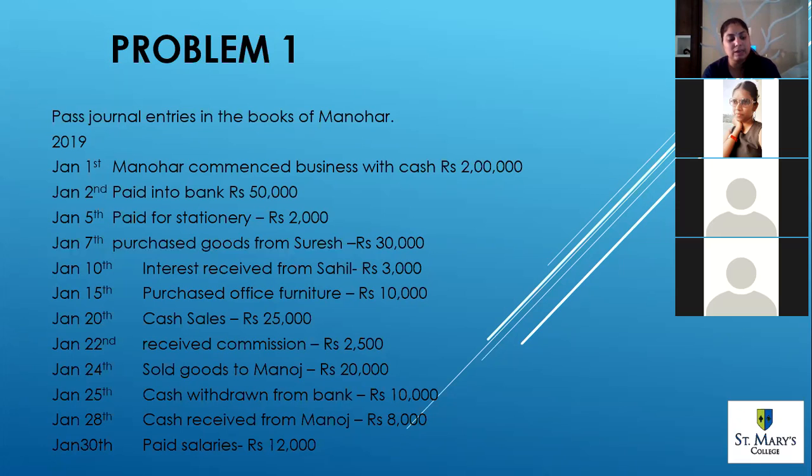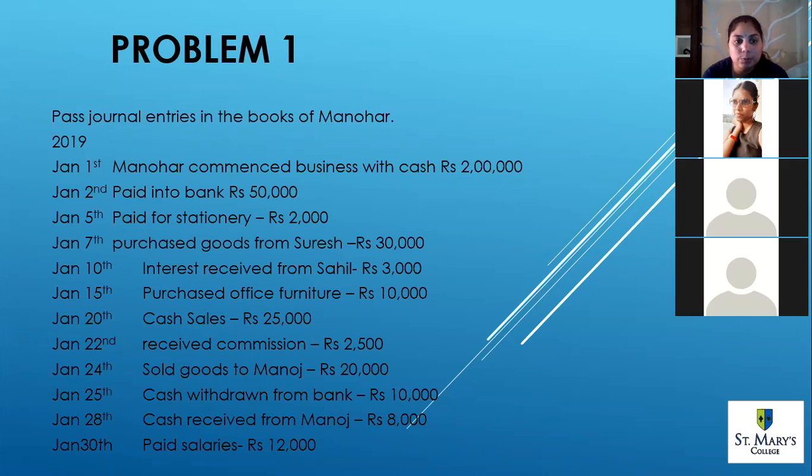That's correct. So our next transaction says paid for stationery. So again, go and write the date in the date column. And now we know stationery is a nominal account and it's an expenditure. So it will be debited. And cash is a real account. And cash is going out from us because we are paying for stationery. So cash is moving out from the business. So cash account should be credited.